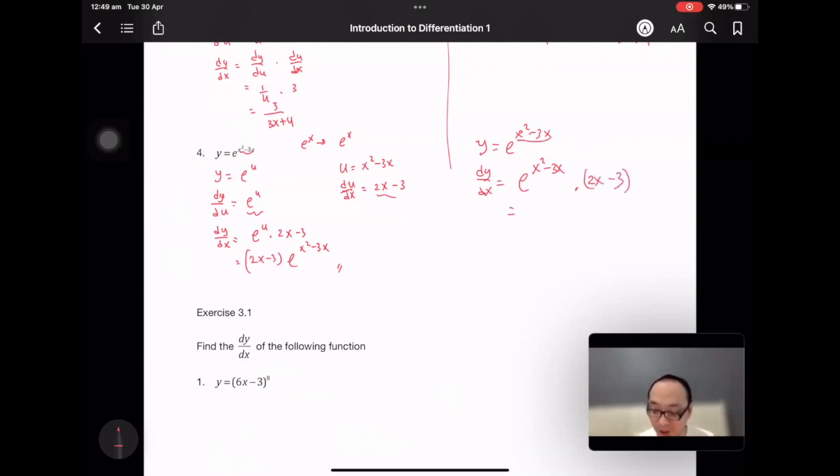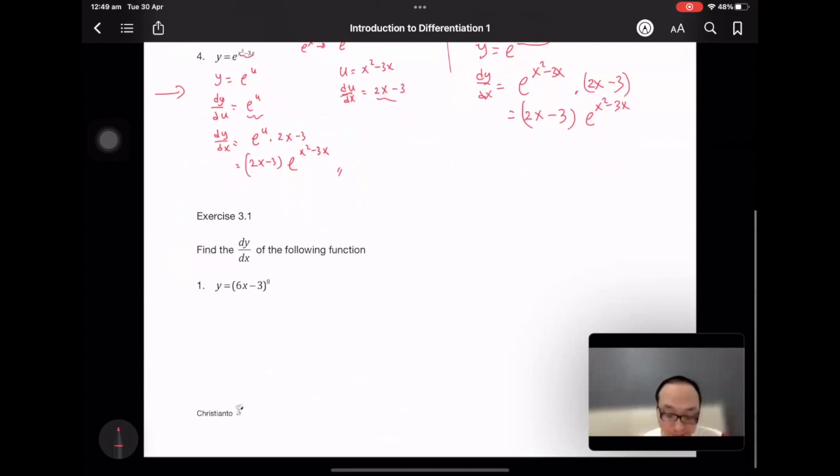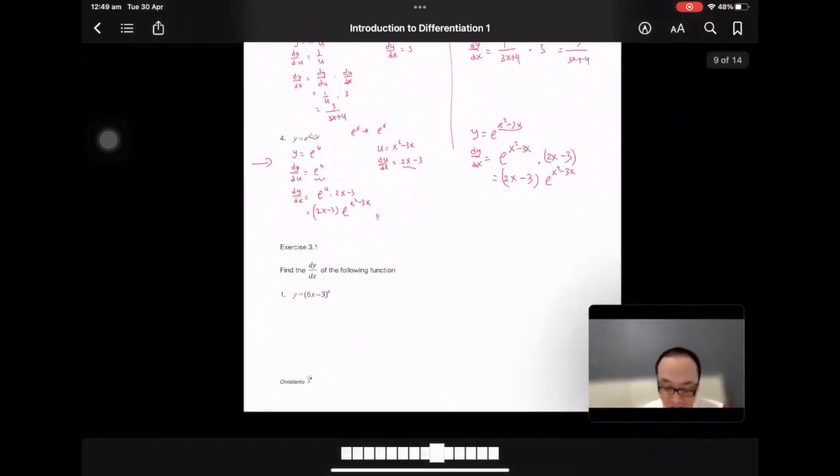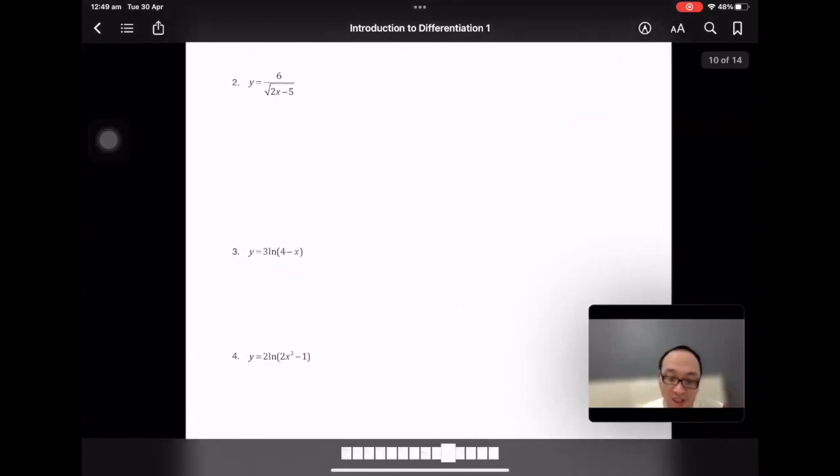So you will have the same answer directly without using this long method. Yeah, you can do it directly using the chain rule. Just derive the function normally and then multiply by the derivative of the inner function. This also, in some exercises, you can try for your own practice.